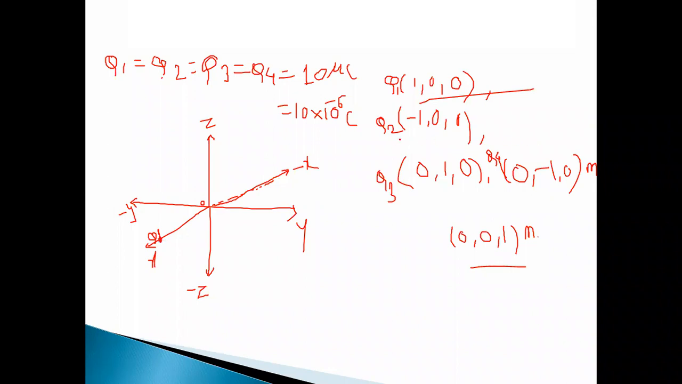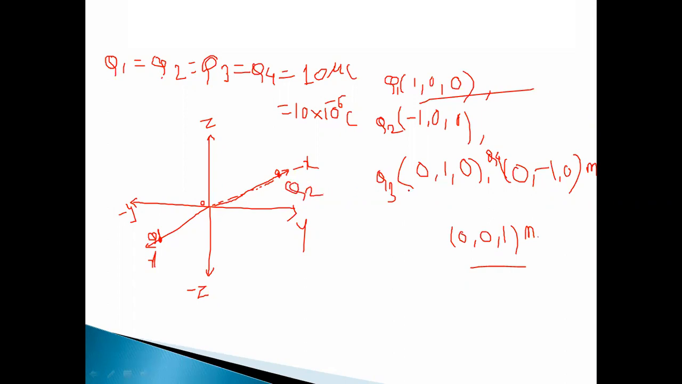Now locate the other charge Q2. This Q2 is located at (-1, 0, 0). Now just tell me on which axis this point is located? Minus x-axis, correct, because the x coordinate is given and the other two coordinates y and z are 0. Therefore, this Q2 is located here, on the negative x-axis.